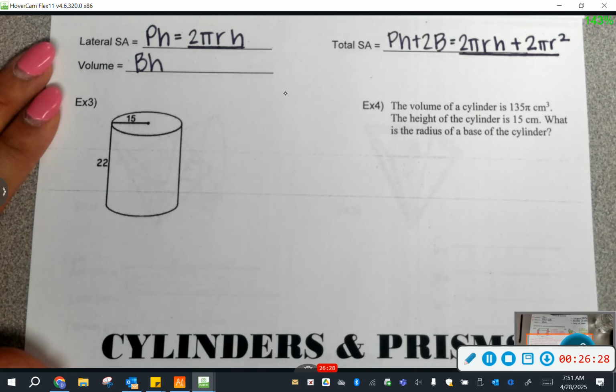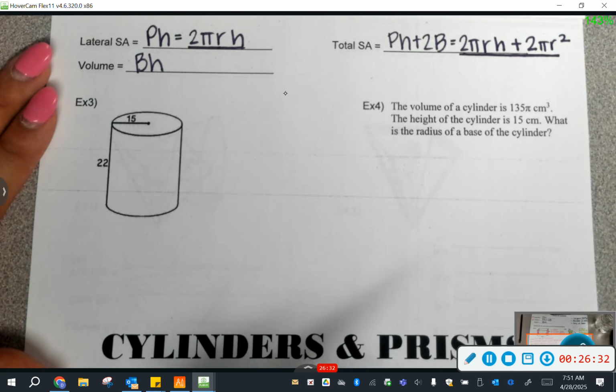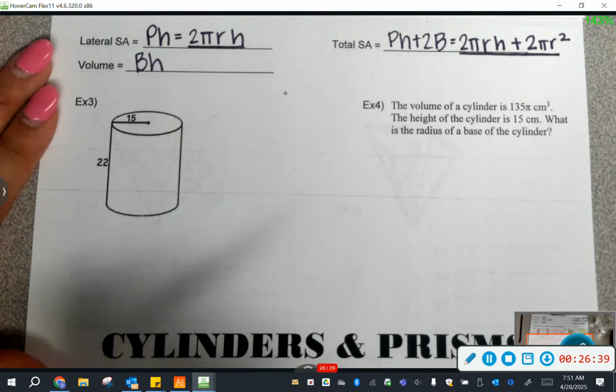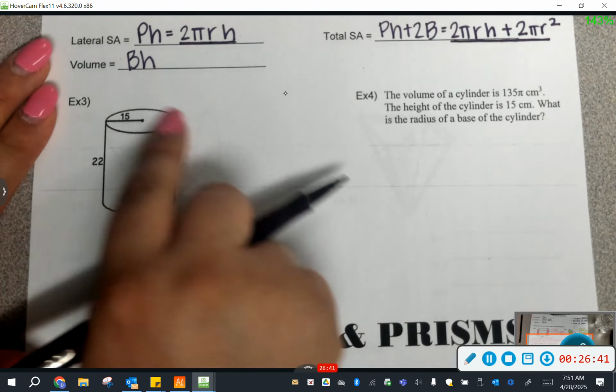Well, wait, so the bases, anything different on the area of the base you just do one? Yes. For this one right here? Yes. All right, so cylinders are a little bit different.